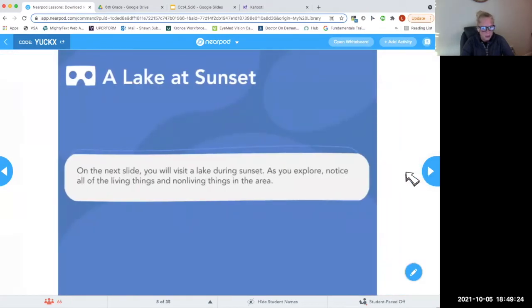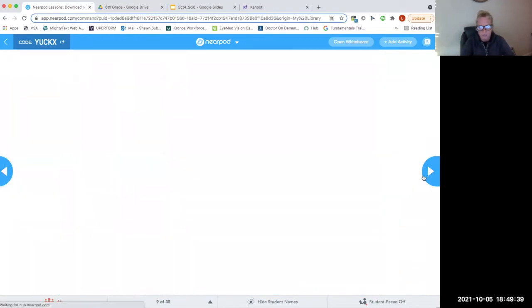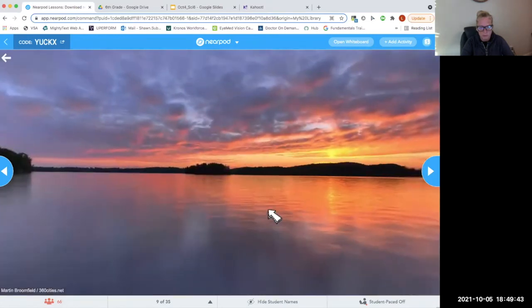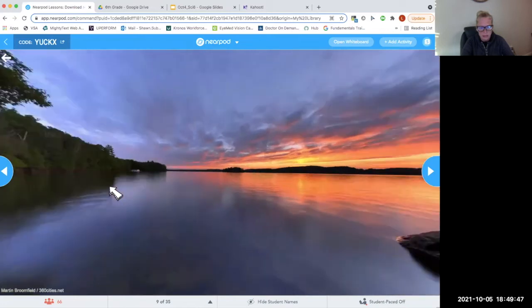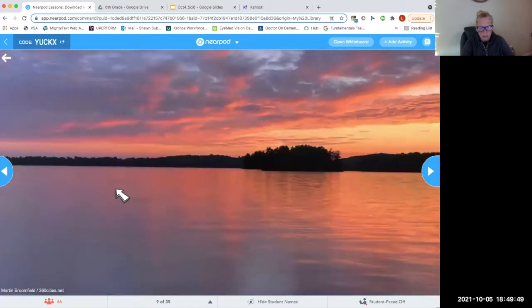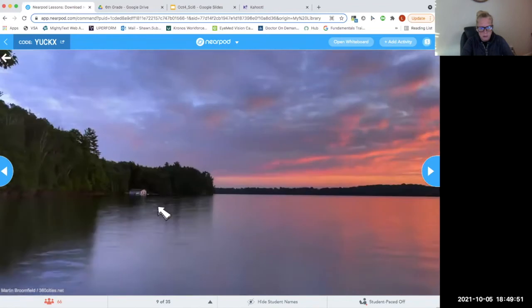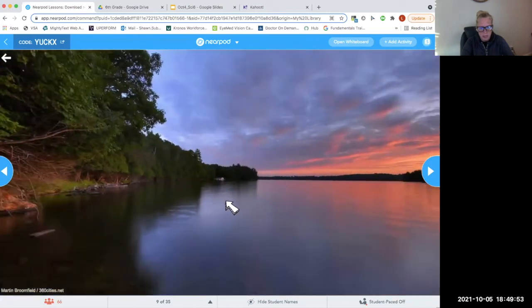On our next slide, we're going to visit a lake during sunset. But more than just looking at how beautiful this is, I want you to explore and notice all of the living and non-living things in this area. Gorgeous picture, right? Looks like a house over here. Maybe a little boat shed.